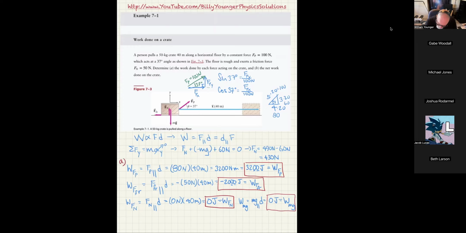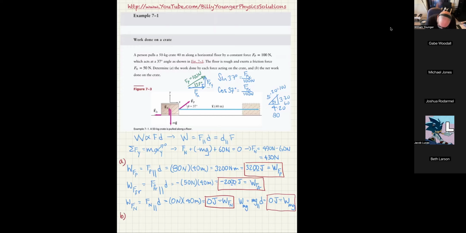Now part B says the net work done on the crate. The net work means add them all up. It's just like your net pay is your hourly rate times your hours minus FICA and all that good stuff. So you have to do all the additions and subtractions. That's what we mean here. So the net work is going to be adding them all up.